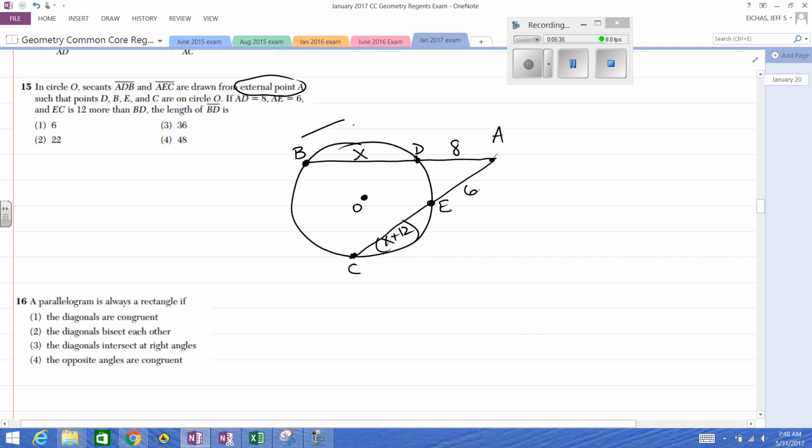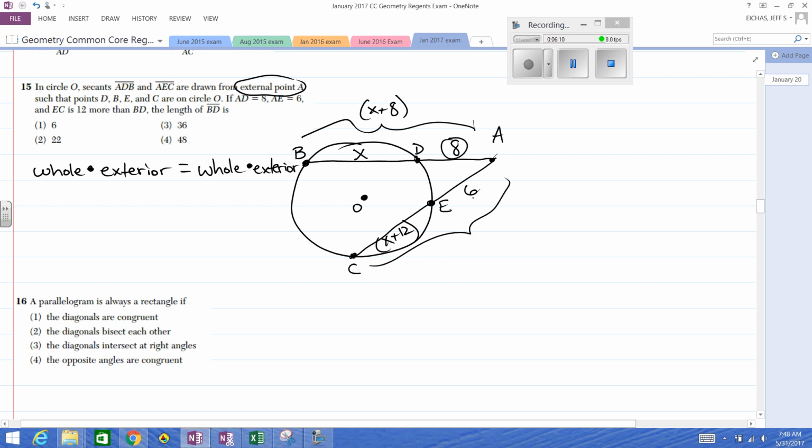And whatever BD is, this is going to be 12 more. So if we do this all algebraically, we've shortcutted a little bit for our students. Rather than trying to get the similar triangles and setting up the proportion, we use not a theorem necessarily, but whole times exterior equals whole times exterior. That simply means this whole secant times its outside part should equal this whole secant times its outside part.